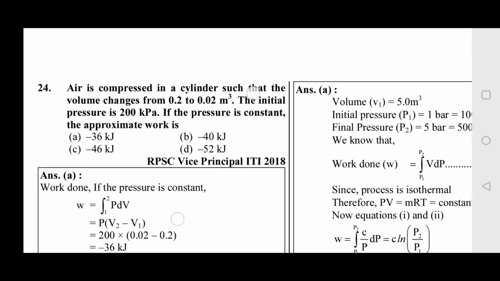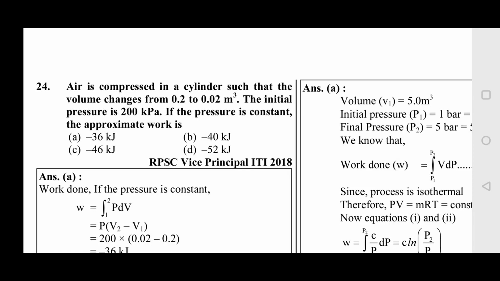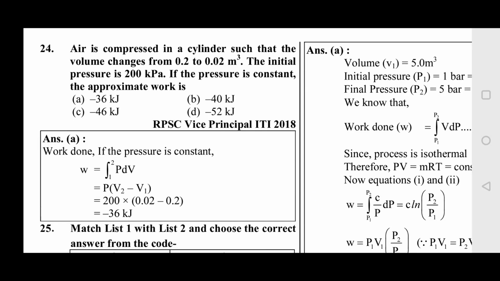So these are the answers. Move to the next question. The air is compressed in a cylinder such that the volume changes from 0.2 to 0.02 meter cube. The initial pressure is 200 kilopascal and the pressure is constant. Approximate work done? We know the work done is equal to the integral of PdV. We know the two volumes and one pressure that is constant. So pressure is 200 into volume 0.02 minus 0.2, final volume minus initial volume. So minus 36 kilojoules. This is the approximate work.